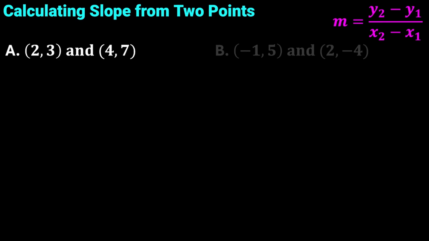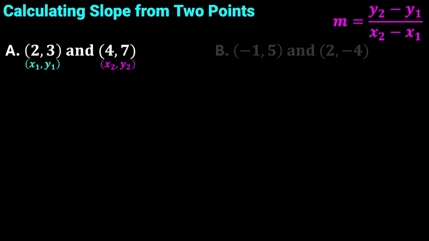We have the point (2, 3) and (4, 7). And so remember, these are x and y coordinates, so x comma y. The first thing I need to do is assign one of the points to be point number 1 and one of the points to be number 2. And it doesn't matter which one's which, so I'll do the first one as 1 and the second one as 2. And so now you'll see that the first point is (x1, y1), and the second point is (x2, y2).